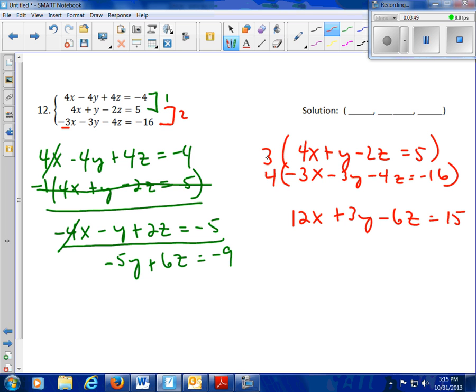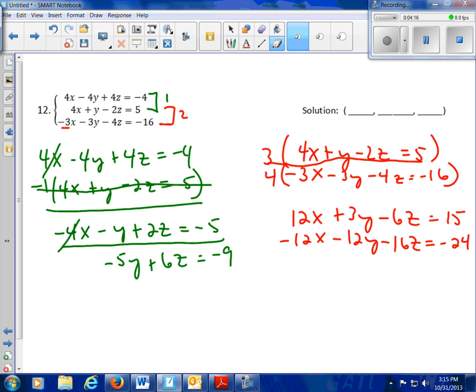So the top equation is done. 4 times -3 is -12y. 4 times -4 gives me -16z. And then 4 times -16 on the end is going to give me a negative. Oops, just made a mistake. Sorry about that. Didn't mean to put 24. 4 times 16 is going to be -64.